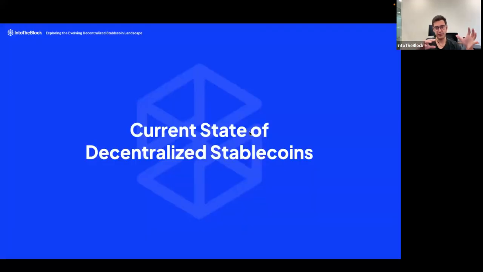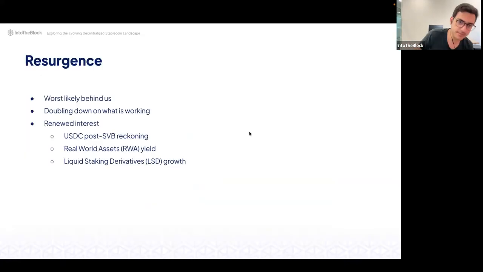And now I want to dive into 2023. Where are we now? What's the current landscape, and how are things evolving towards the next few months and years? So I would argue that the worst in the decentralized stablecoin space is likely behind us. We got some type of proof that endogenously backed and algorithmic stablecoins, as I was just showing, haven't been successful.